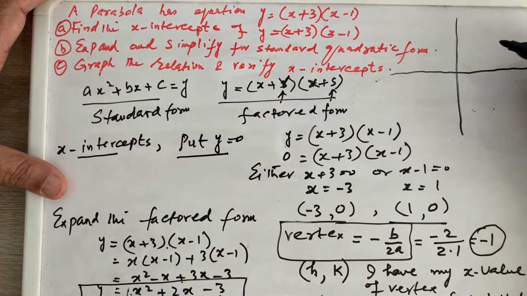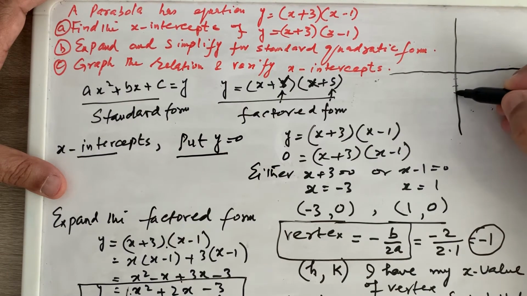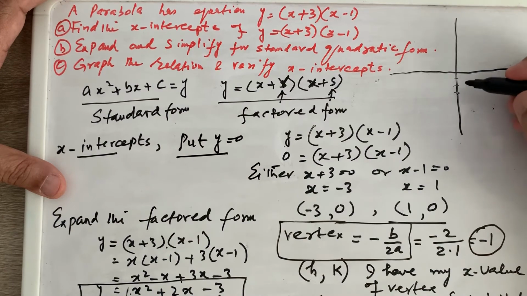So I have 0, minus 3. So 0 is here. Minus 3 is 1, 2, 3. So graph is somewhere passing through 0, minus 3. So y-intercept is this, right?